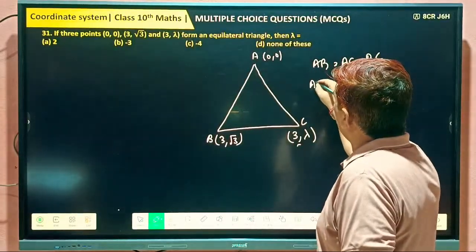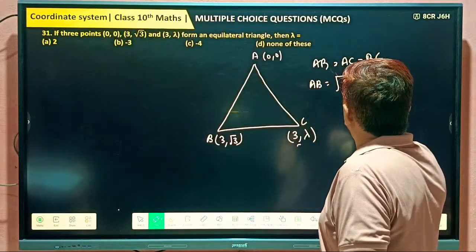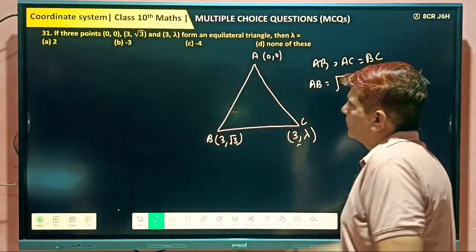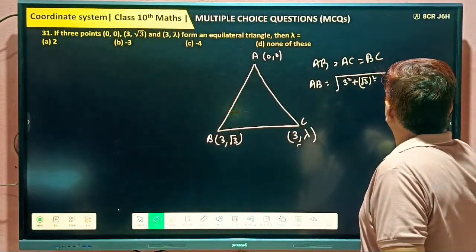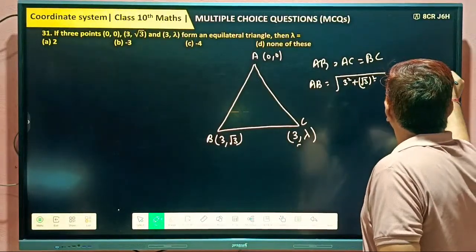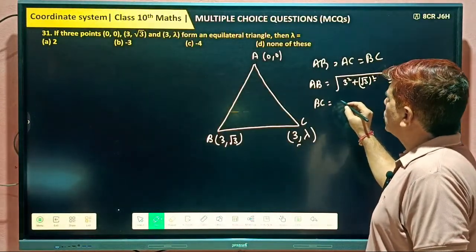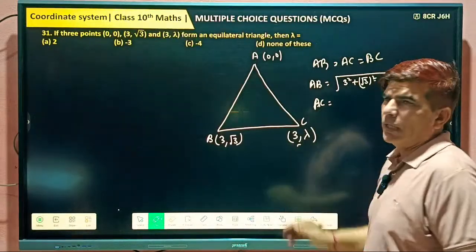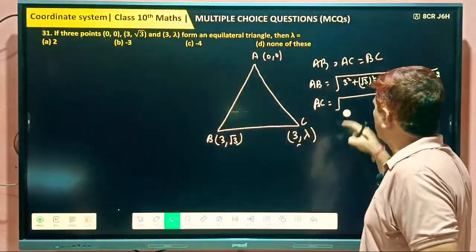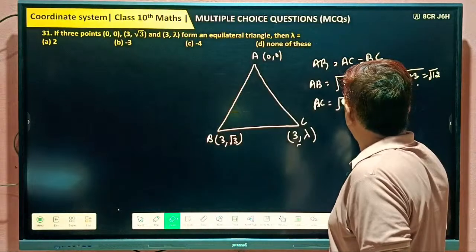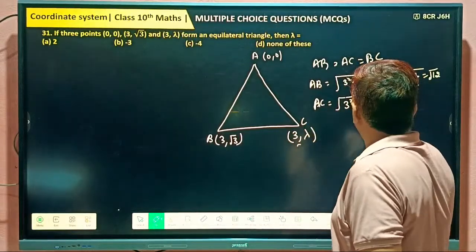So AB we can find out. AB is equal to under root 3 square plus √3 square. Directly telling, try to understand. So how much is this? √9 plus 3 is equal to √12. In place of BC, we can find AC; that is easier for us. So AC equals under root (3 minus 0) square plus (lambda minus 0) square.